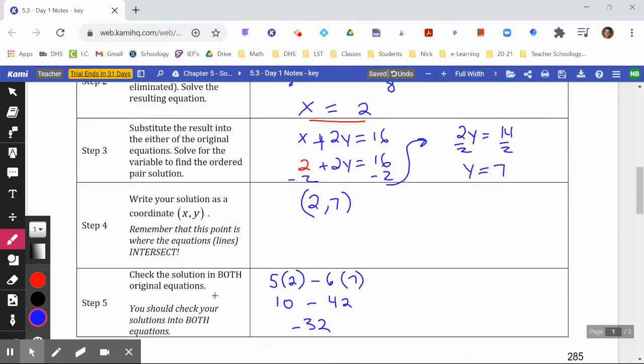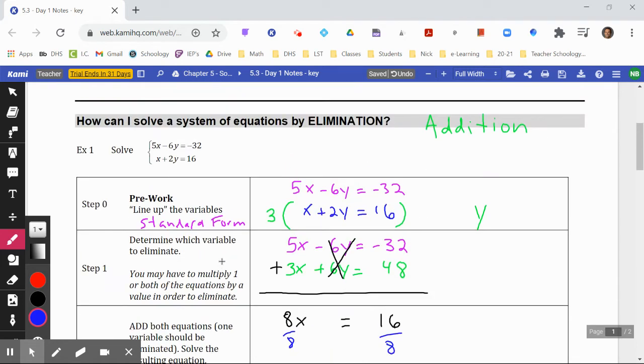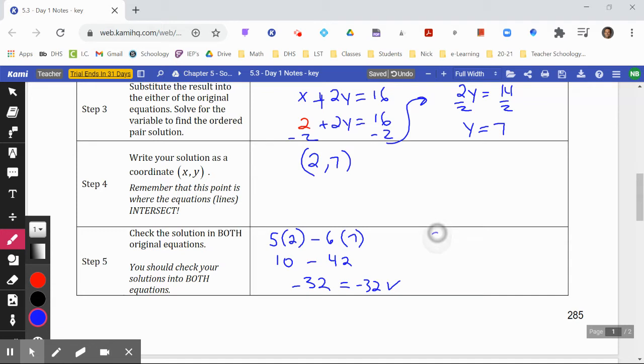Negative 32 equals negative 32. Check. It worked out for my first equation. And now I'm going to do the same thing, make sure it works out for my second equation, right? x plus 2y is equal to 16. So x plus 2 times y. All right, let's make sure that equals a positive 16. So 2 plus 14, 16 equals 16. Check. It works out here.